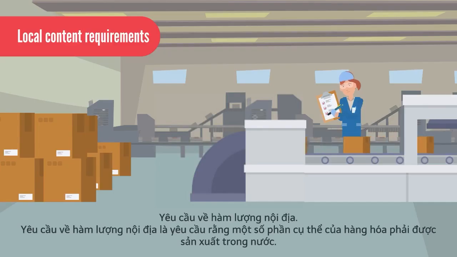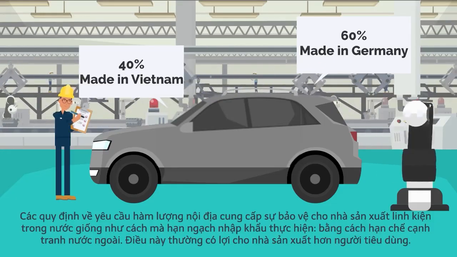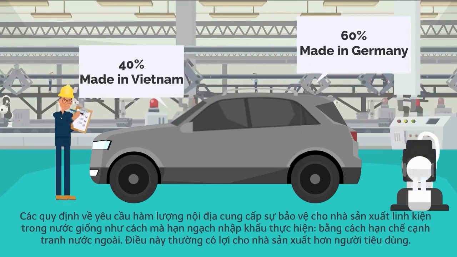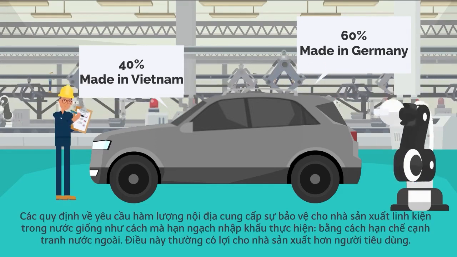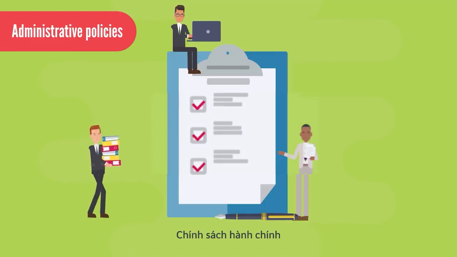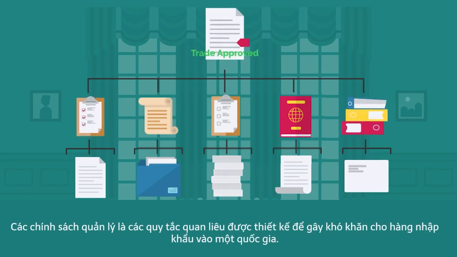Local content requirements. A local content requirement is the requirement that some specific fraction of a good be produced domestically. Local content regulations provide protection for a domestic producer of parts in the same way an import quota does, by limiting foreign competition. Local content regulations tend to benefit producers and not consumers. Administrative policies. Administrative trade policy are bureaucratic rules designed to make it difficult for imports to enter a country.